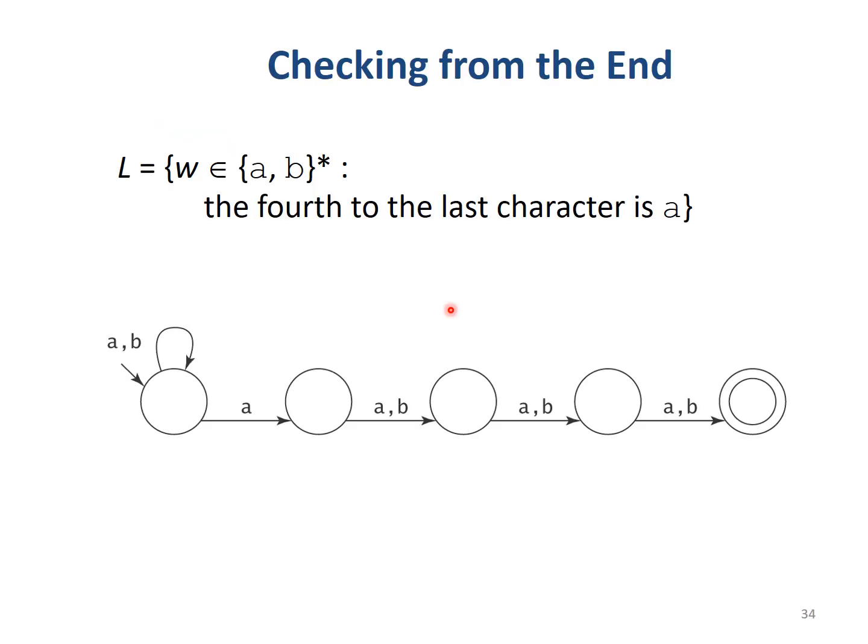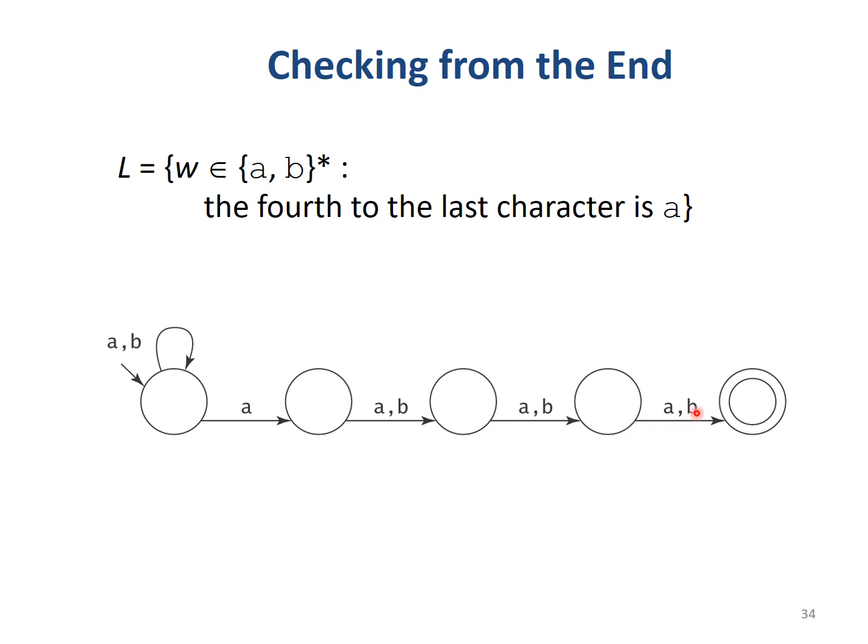Look at this, there is another example. L is equal to W belonging to {A, B}*, where the fourth to the last character is A. That means the last character is A. So the fourth to the last character is A. First you have to construct A, first A, second A, third A, fourth A. It will accept it. Okay.